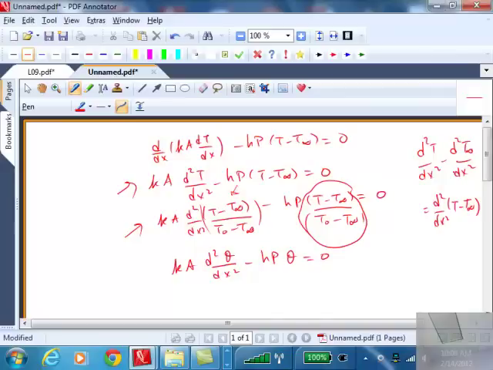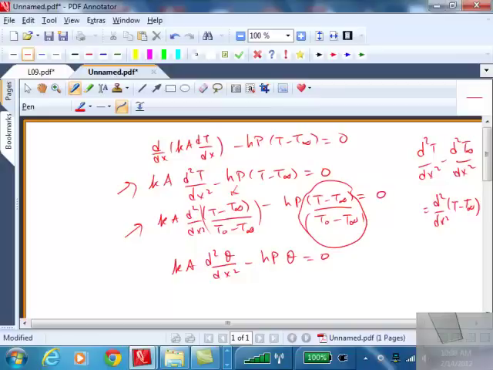So the first manipulation I do is assume k and A to be constant. I take it out. The second manipulation I do is I write this T as T minus T infinity. You can do that because this is what I've done: d²/dx² of T minus T infinity. Where I had only T, I wrote it as T minus T infinity. Why can I do that? This is your challenge. Okay?